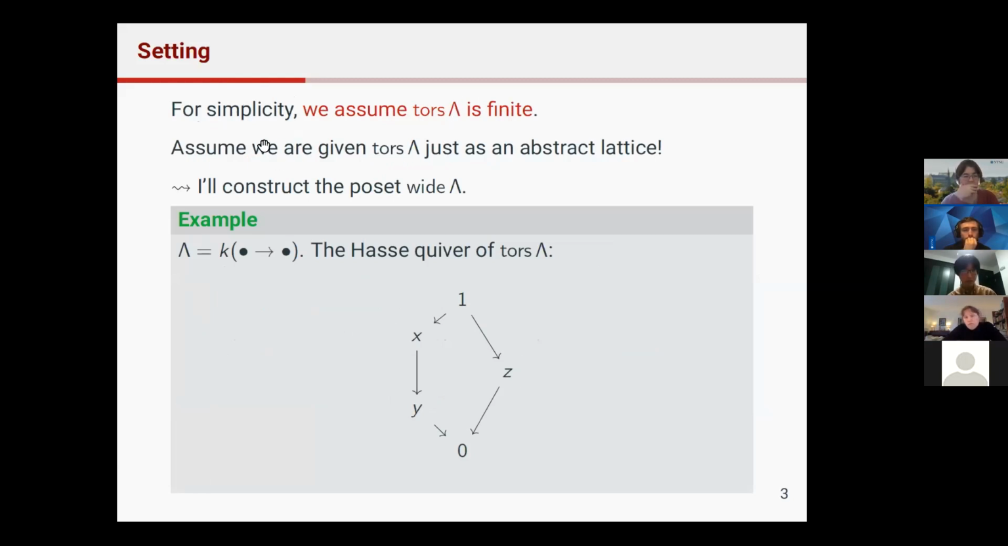And the situation is that we are given tors lambda just as an abstract lattice, and we don't know any information about the original algebra mod lambda. And from this information, I will construct the poset wide lambda. And this is my working example in this talk. Consider the A2 quiver, and the Hasse quiver of tors lambda is given like this, so pentagon lattice. And the situation is that we are only given this lattice. And this is the starting point.